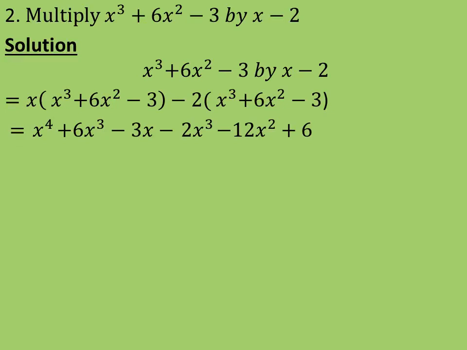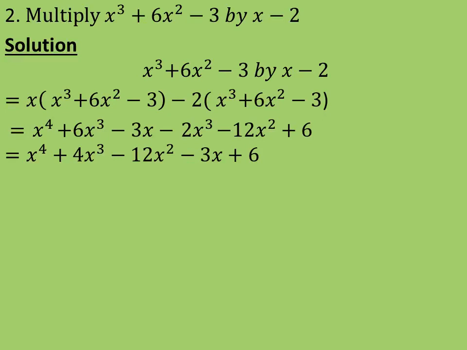So just like we have been doing, collect the like terms and solve it out. Here there is only one term with power of 4, so we write it down, x raised to power of 4, plus 6x cubed minus 2x cubed, that will give us plus 4x cubed. There is only one term with x raised to power 2, so we have minus 12x squared, minus 3x, there is only one term with that too, plus 6, there is only one constant we have here.